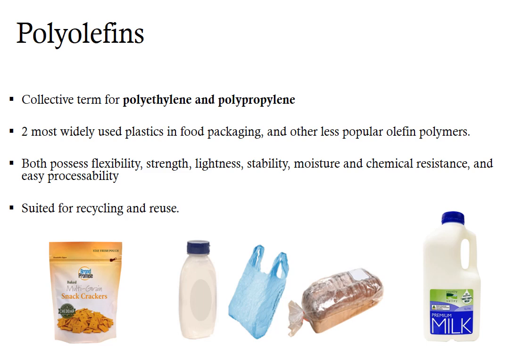Polyolefins include mainly polyethylene and polypropylene, which are the most commonly used plastics in food packaging. You may have used them in your day-to-day life. They both possess flexibility, strength, lightness, stability, moisture and chemical resistance, and easy processability. They are also suited for recycling and reuse. Examples include polyethylene bags, milk cartons, or snacks covering, etc.